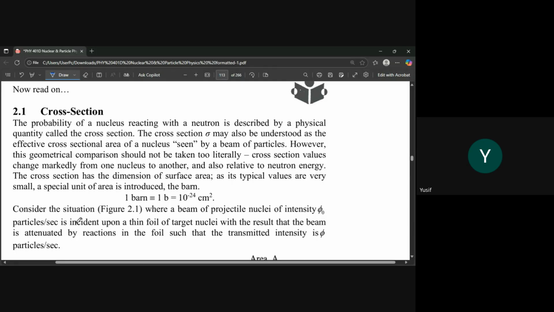And the cross-sectional area also talks about how intense or how energetic this can be.